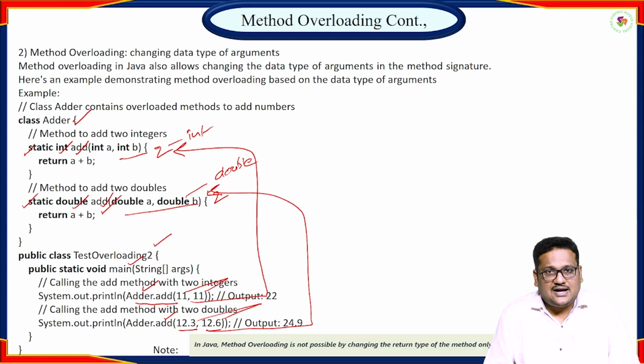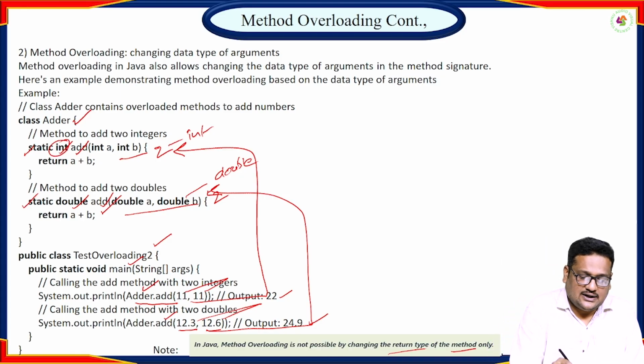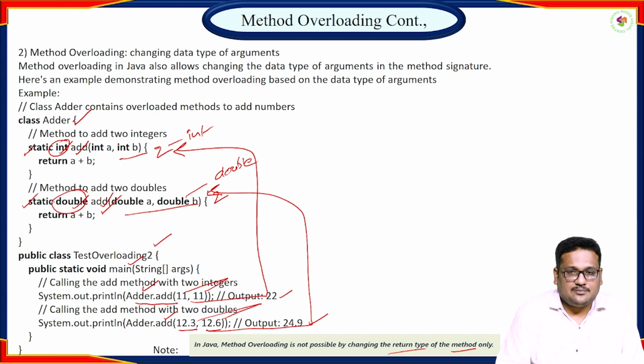When integer values are passed, the output will be 22. When double values are passed, the output will be 24.9. And one more important note here: in Java, method overloading is not possible by changing only the return type of the method. So what does return type mean? Here int is the return type, here double is the return type.